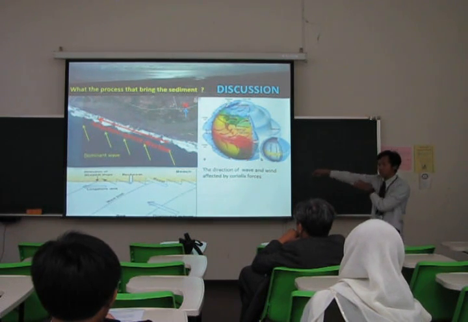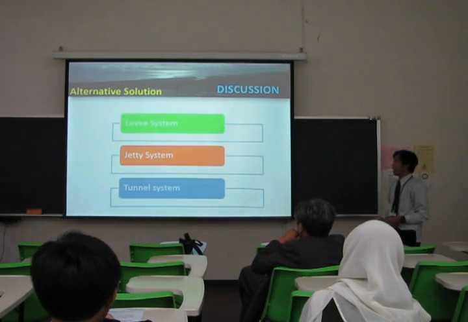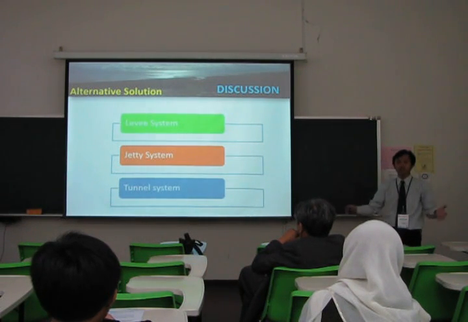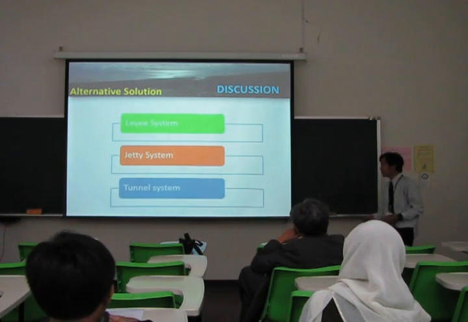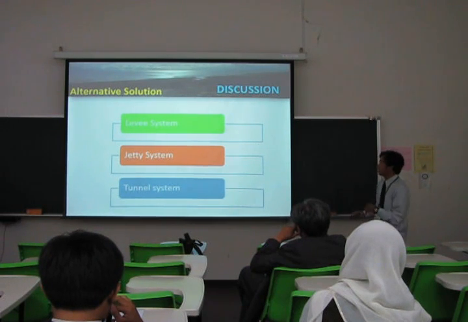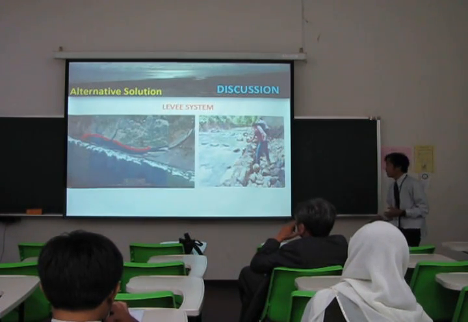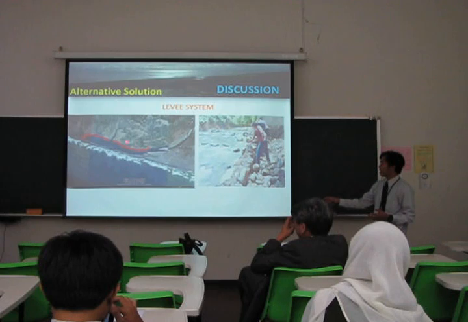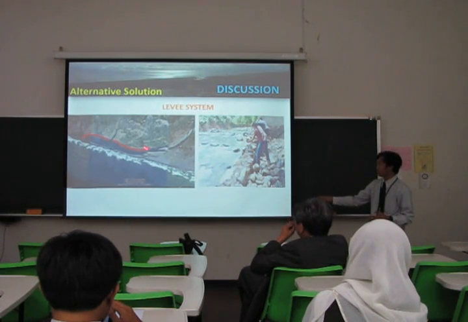So it will cause the disaster. Next. The other solution, maybe many other solutions, but I'm focused on the infrastructure. The alternative solution is you can build a levee system, a jetty system, and a tunnel system. The levee system is to protect the area from the water, the flooding.